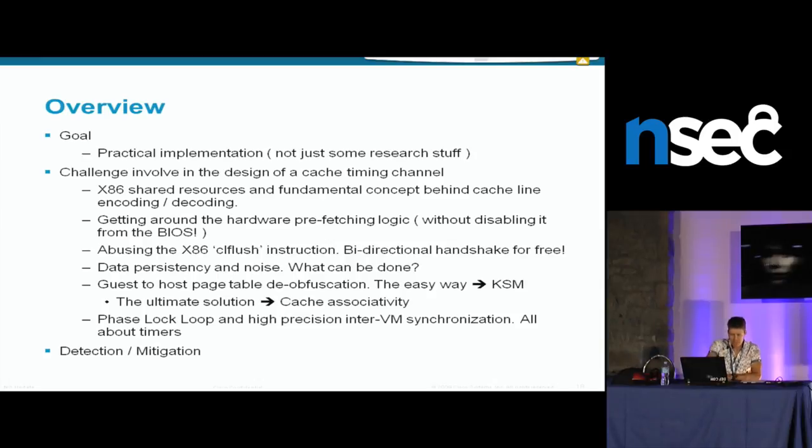So in my talk today, I'm going to show you all the challenges involved in the design of such a communication channel. We will go over x86 shared resources, I'm going to show you what they are, and we will go over the fundamental concepts behind cache line encoding and decoding.